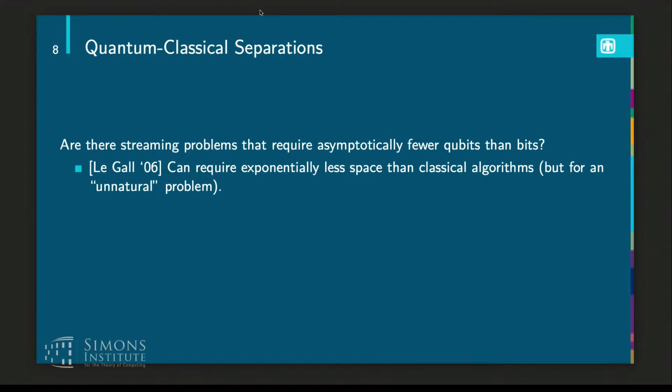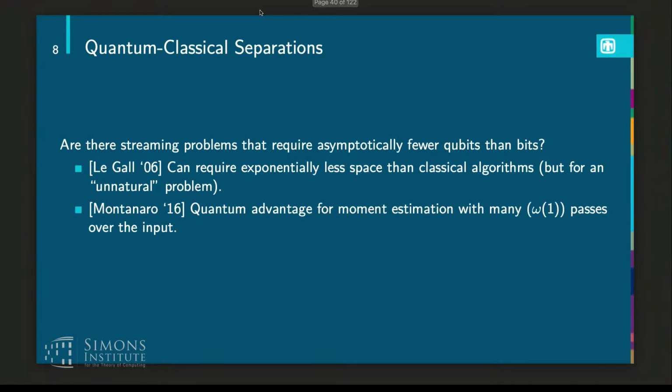But this was for what you might think of as a quote-unquote unnatural problem, by which I mean it's just a problem constructed to show a complexity separation. So the natural follow-on question is, are there problems that people care about classically where you get this kind of quantum space advantage? Later there was this work by Ashley Montanaro showing you can get quantum advantage for a very natural problem, the LP estimation problem, when you see a stream of updates to a vector.